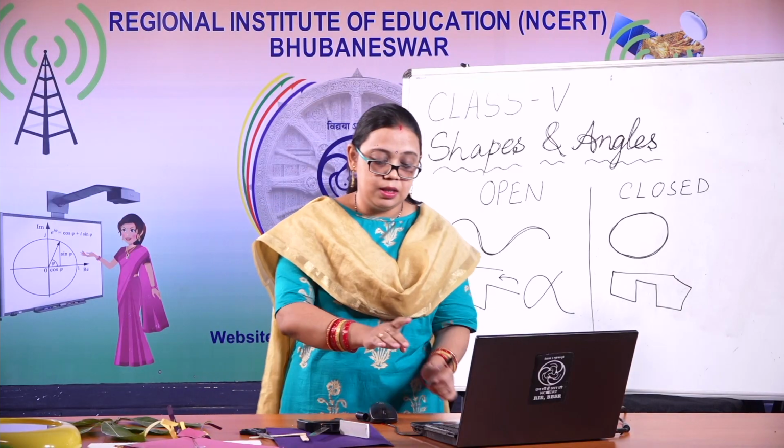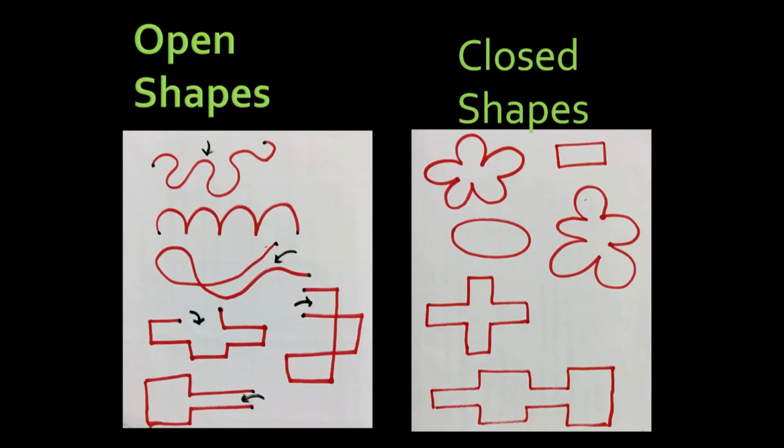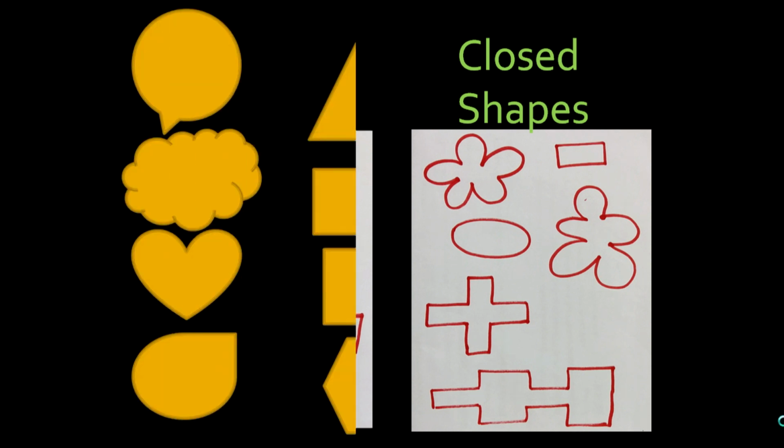So, let us see some more shapes. See, in the first column, I have drawn some open shapes and I have marked them with arrow mark. See, this is open, open and open. But here, I have drawn some closed shapes where the starting point and ending point meet together. If you can observe, these closed shapes are either made with curved lines or made with straight lines. Let's go to the next slide.